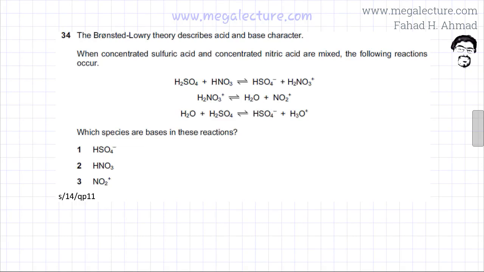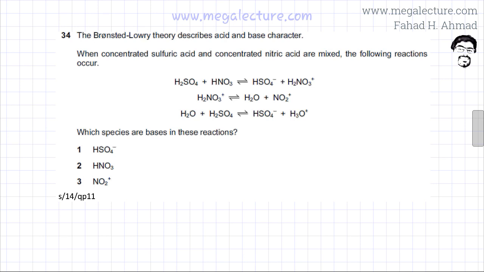In the following past paper question, you're being asked about Bronsted-Lowry acid-base definitions, and the question states that the theory describes acid and base character. Then you're given that when concentrated sulfuric acid and concentrated nitric acid are mixed, the following reactions occur. So there are three reactions given, a sulfuric acid and nitric acid reaction with three different steps.